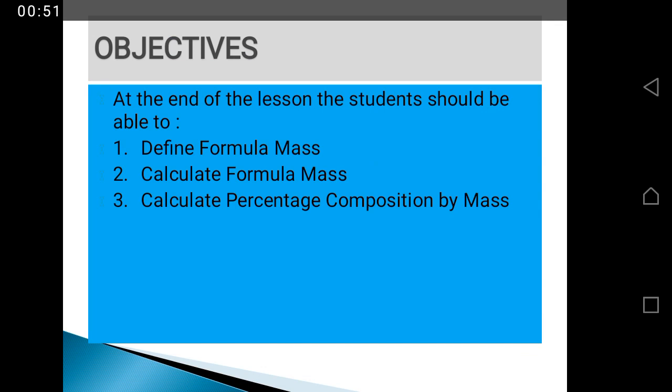At the end of the lesson, students should be able to: 1. Define formula mass. 2. Calculate formula mass. 3. Calculate percentage composition by mass. We are going to see how we can achieve these 3 objectives of this lesson.